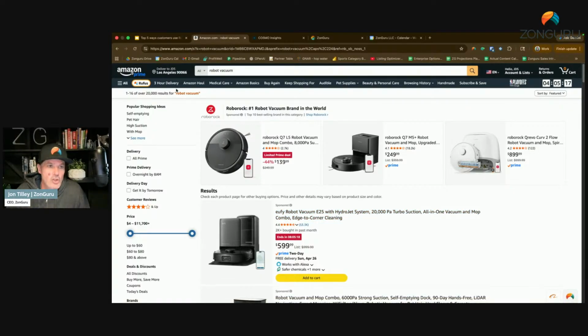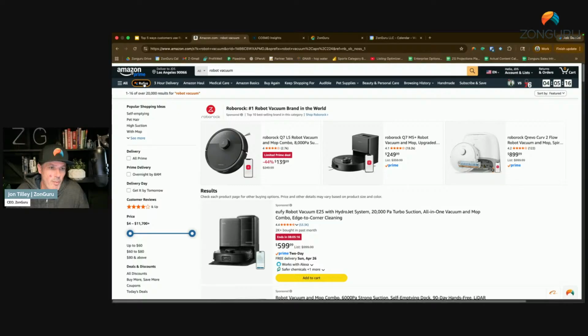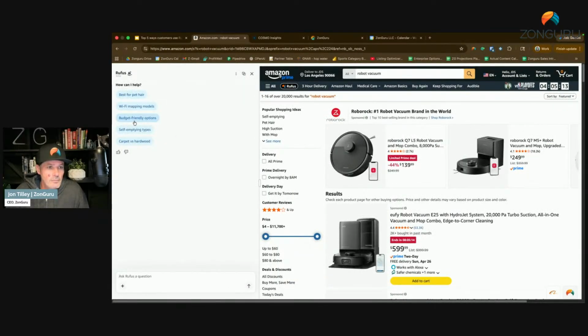So let's go and look at Rufus, right? So I'm going to open up Rufus. Okay, so it's already starting to help me here. Best for pet hair. So that's obviously an important one. Wi-Fi mapping models. Okay, so probably mapping it to your house. Budget-friendly, self-emptying types, carpet versus hardwood, right? These are already interesting things that I've got to think about around my house, right? Let's just say the use case is I have a dog. I don't have a dog, but let's just say that is what it is.